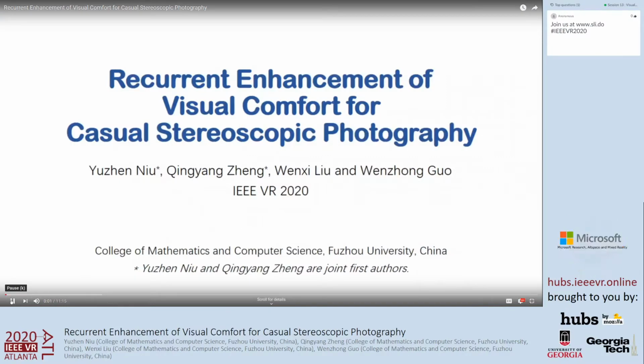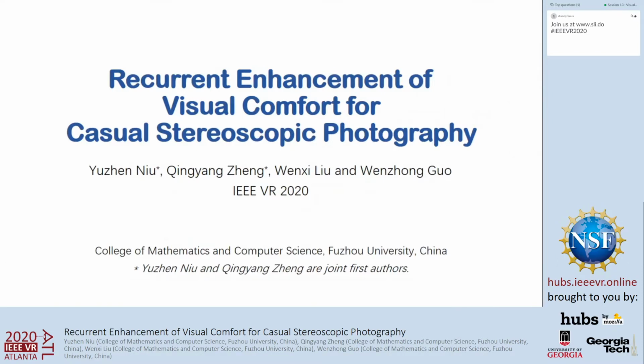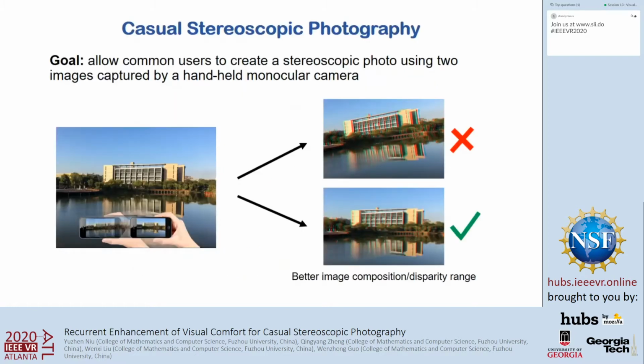Hello everyone, this is Zheng Qingyang from Fuzhou University of China. I'm going to introduce our work, Recurrent Enhancement of Visual Comfort for Casual Stereoscopic Photography. In our work, the goal is to handle a challenging application, as shown in the figure. It aims to allow common users to create a stereoscopic photo using two images captured by a handheld monocular camera. This application has been named casual stereoscopic photography.